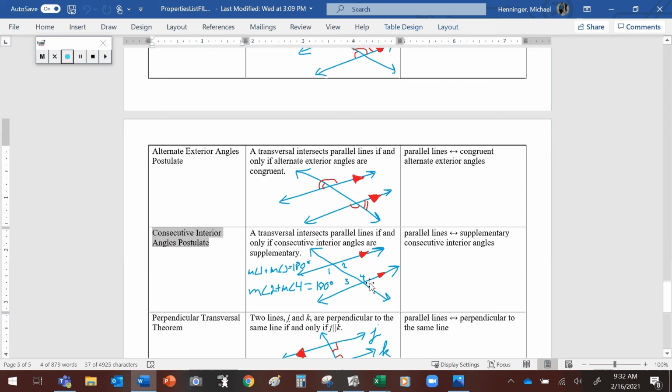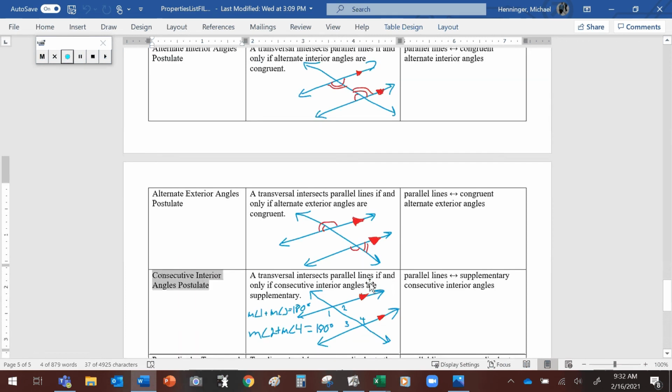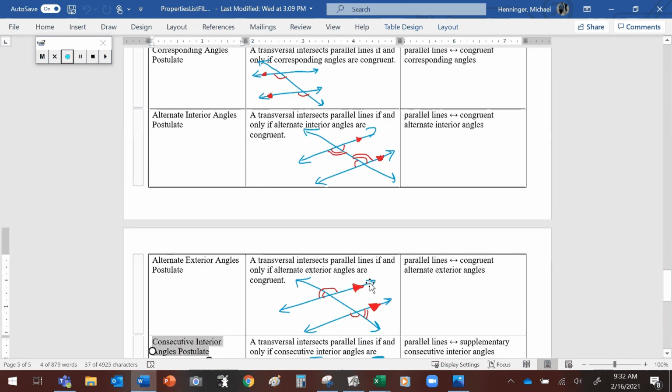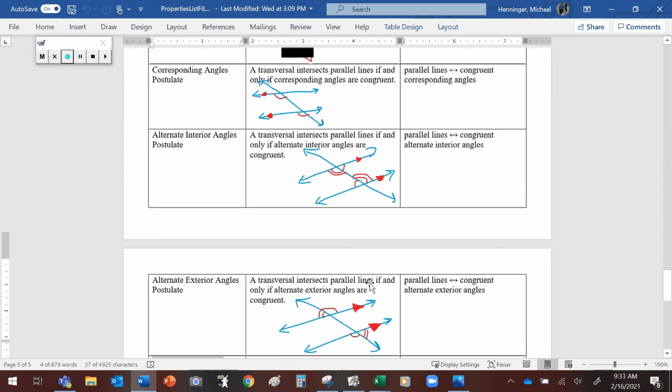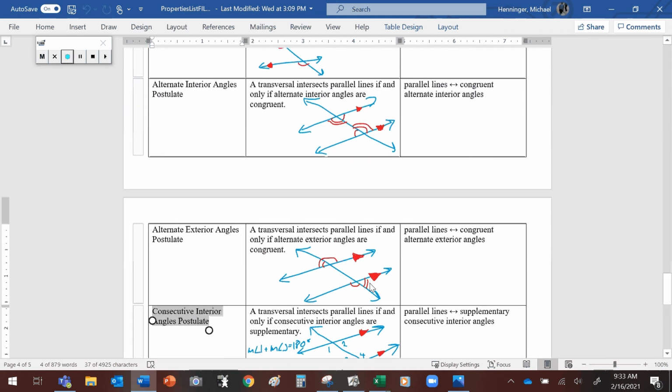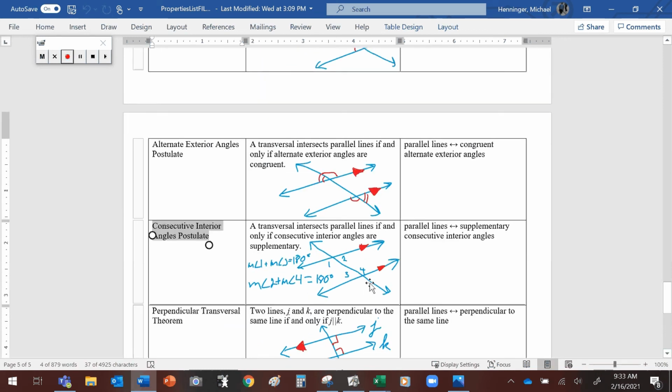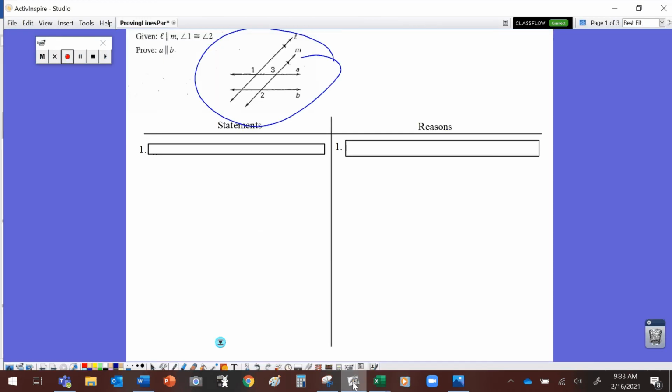If we can show that the relationships that they describe here exist, any one of them is going to be good enough to show that the lines are parallel. So corresponding angles congruent, alternate interior angles congruent, alternate exterior angles congruent, or consecutive interior angles are supplementary. If we can show any of those relationships, that's going to be good enough to show that the lines are parallel.